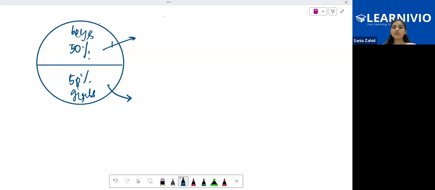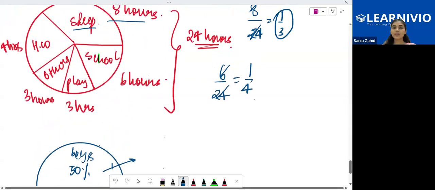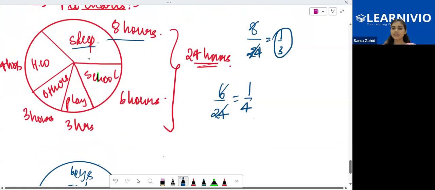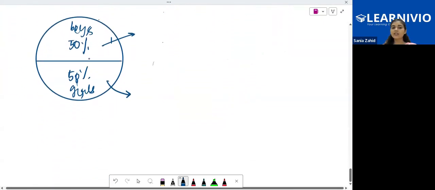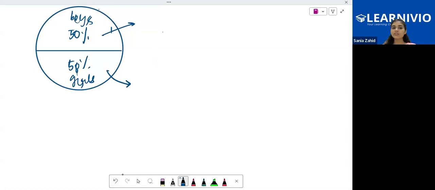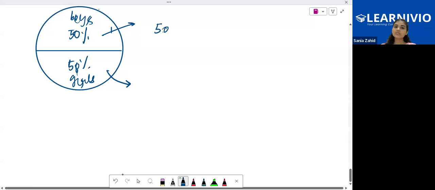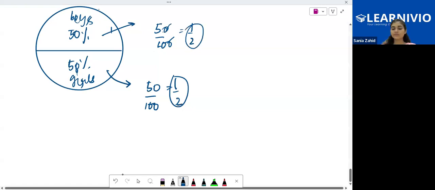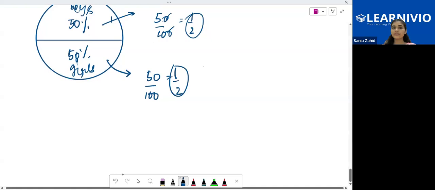Now first of all, previously it was just numbers. Like we had been given 8 hours, then we had to find the fraction. But here, number is not given to us. But instead, percentage is given to us. So whenever percentage is given to us, we will always divide by 100. Our total will be 100. So boys percentage will be 50 upon 100, that is equal to 1 by 2. And girls is also 50 by 100, which is equal to 1 by 2 only. So this way we can solve this.